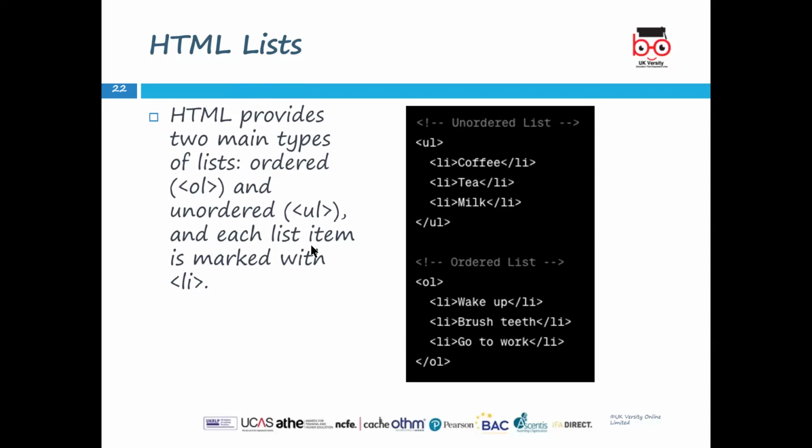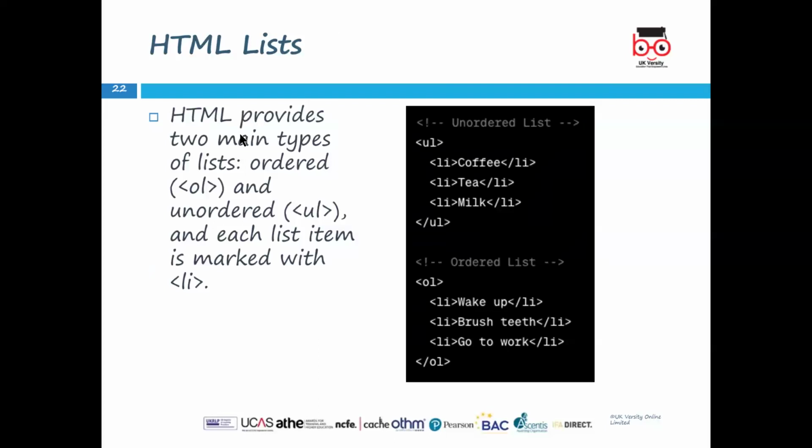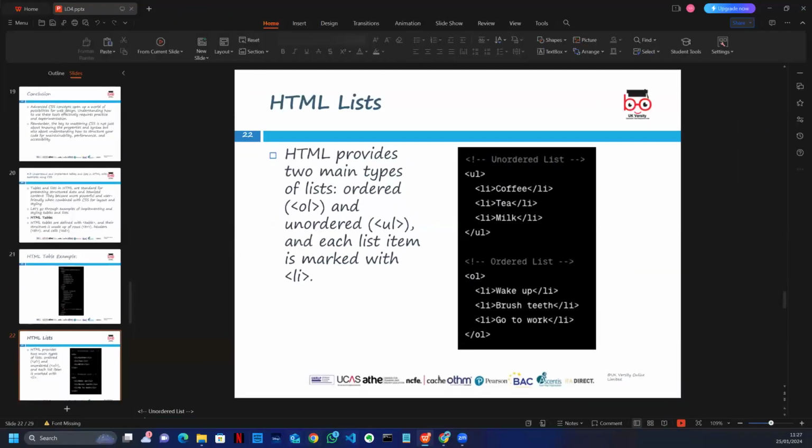What do you think could be the difference between an ordered list and an unordered list? I believe one will be numbered and one will be bullet points. Yes. Yeah, that can work as well. But let me just show you.